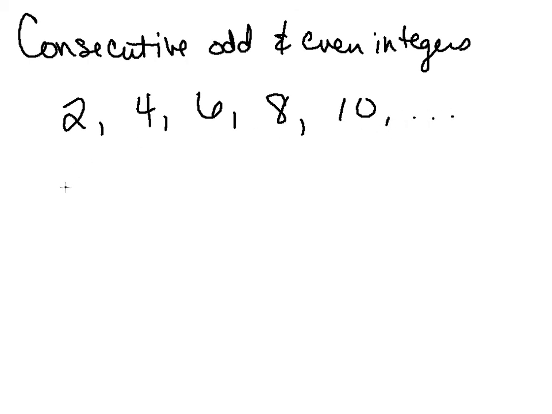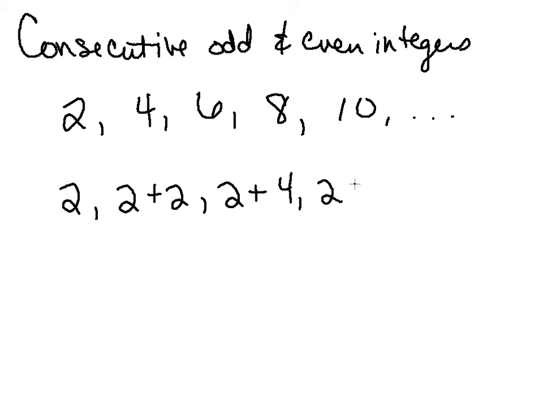Well, I can represent this by saying the first one is 2, obviously. Then, how do I get from 2 to 4? I take 2, and 2 plus 2 would give me 4. I want to write the next one, the third one, in terms of 2. So if I take 2, what do I need to add on to it to get 6? That would be 2 plus 4 gives me 6. And I can continue in this pattern.